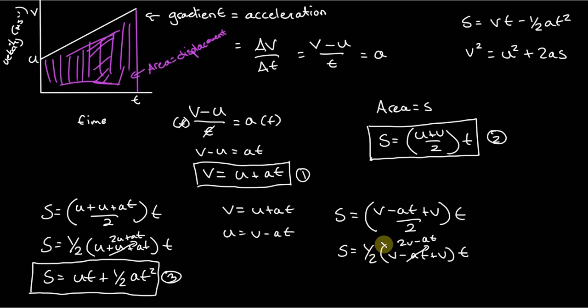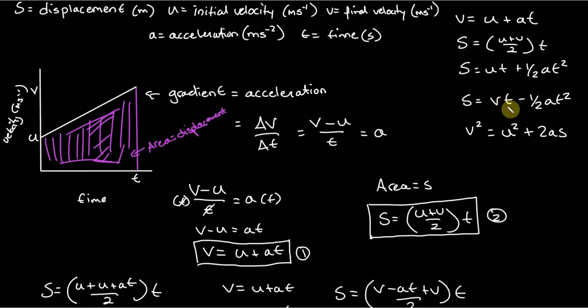And again, we're just going to use the distributive property right across, and the 2 cancels here. And so what we end up with is s equals vt minus 1/2 at squared. And that is the fourth equation of motion. As we can see up on the list, if we scroll up, you can see s equals vt minus 1/2 at squared.